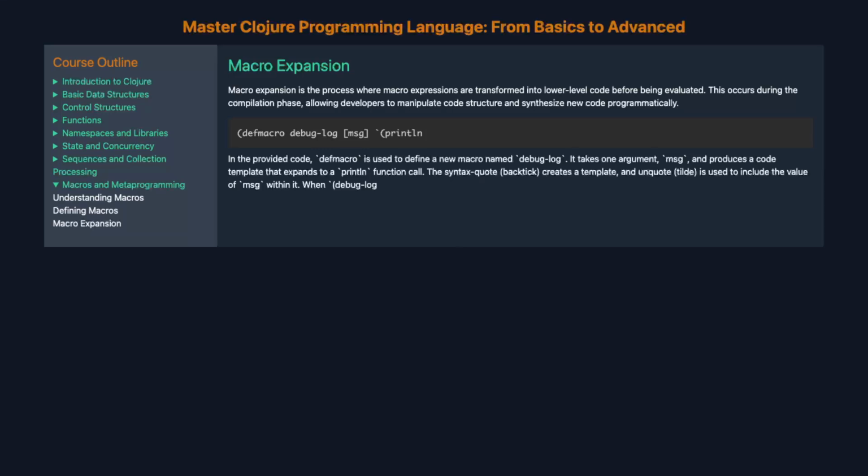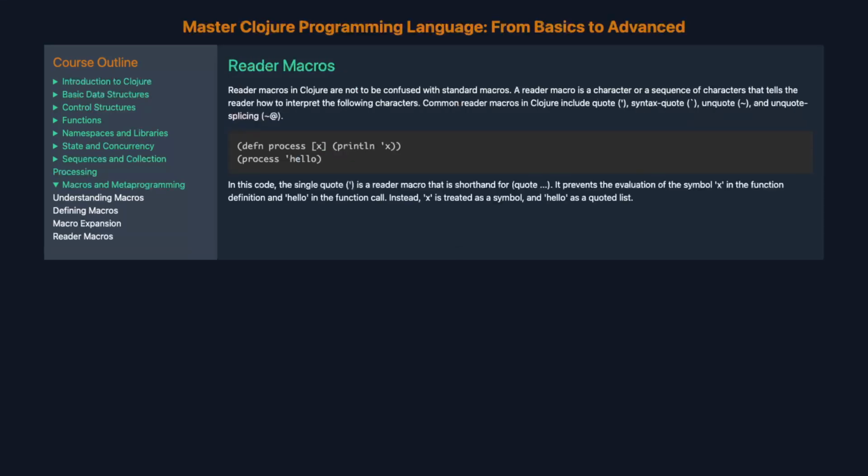Reader macros. Reader macros in Clojure are not to be confused with standard macros. A reader macro is a character or a sequence of characters that tells the reader how to interpret the following characters. Common reader macros in Clojure include quote, syntax quote, unquote, and unquote splicing.